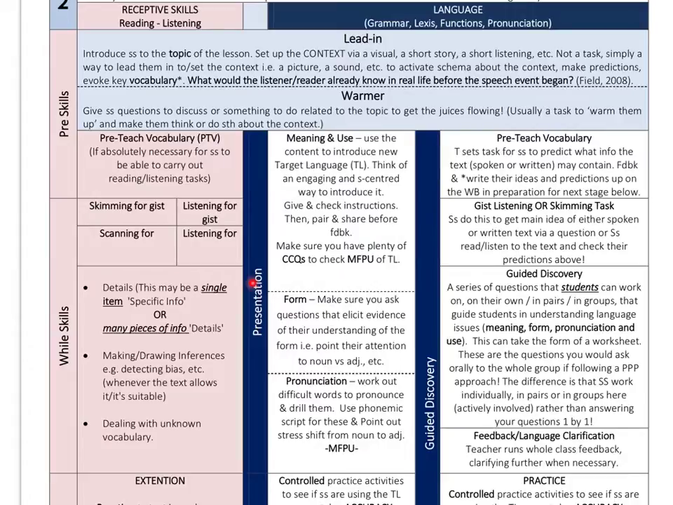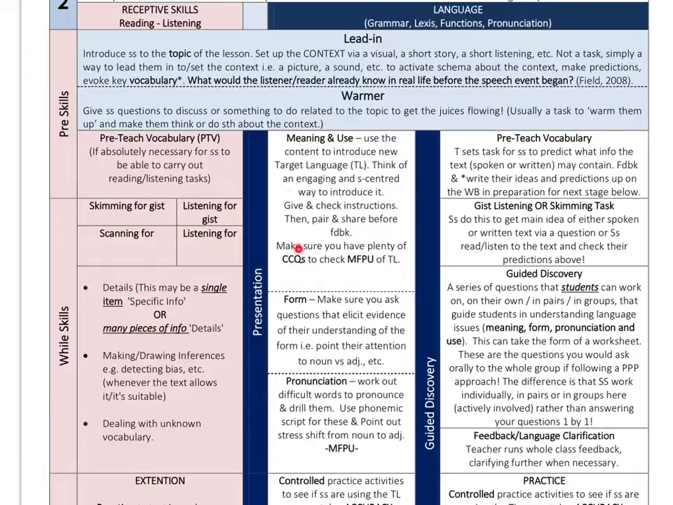So the idea is that you use the content here to introduce new target language. Think of an engaging and student-centered way to introduce it. Give and check instructions, then pair and share before feedback, and make sure you have plenty of CCQs or concept checking questions to check that they understand what the meaning is. Okay, and the form and the pronunciation and the use of the target language. This is obviously in this order.